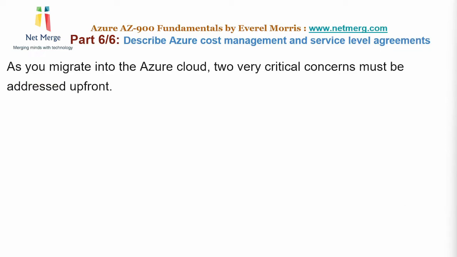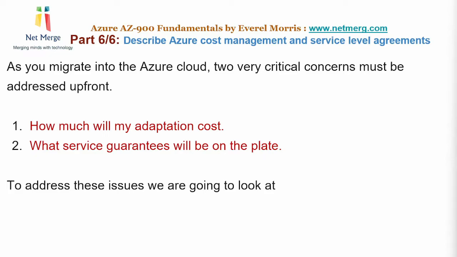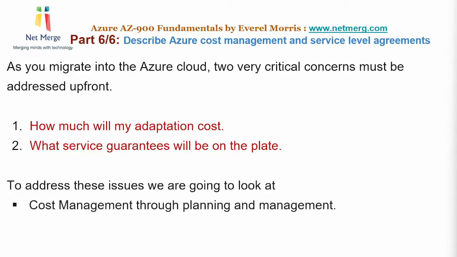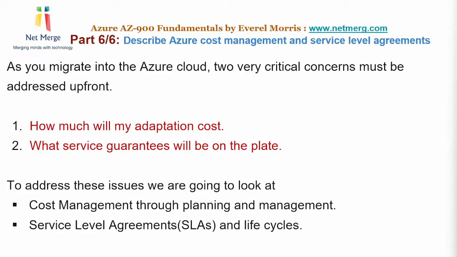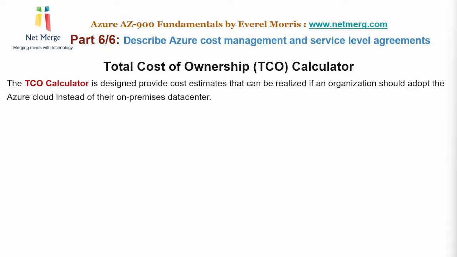Now, as you migrate into the Azure cloud, there are two critical concerns that you need to address. You want to know how much the adaptation will cost you and what service guarantees you will have once you migrate. So we want to take a look at the factors that could impact that, and these are cost management and planning management. The second one is a service level agreement that we'll talk about in more detail. So we're on chapter 6, the final chapter. It's a very short chapter, so we're getting towards the end and we're doing pretty good.